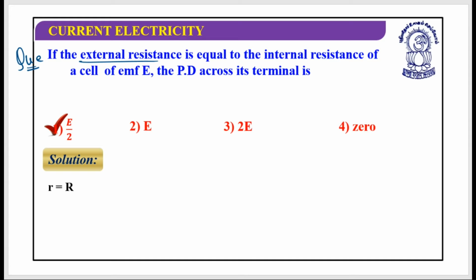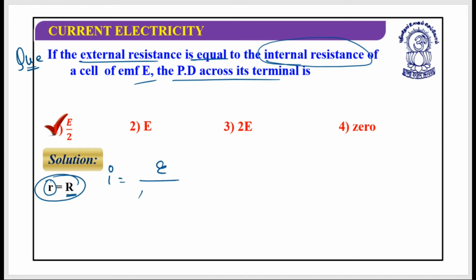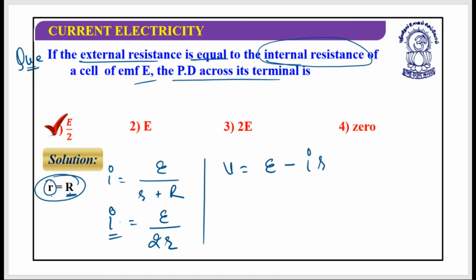If the external resistance R is equal to the internal resistance of a cell of EMF E, what is the potential difference across its terminal? Yes, they have given that external resistance and internal resistance are the same. So if they are the same, current will be I is equal to E divided by R plus r. Now R and r are equal, so it's E divided by 2R. This is the current that must flow through the circuit. Now the potential difference across the terminals, this is V is equal to E minus Ir.